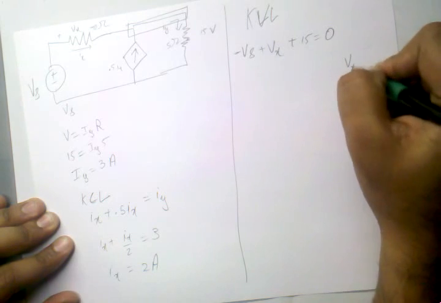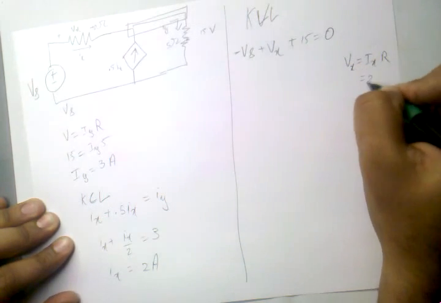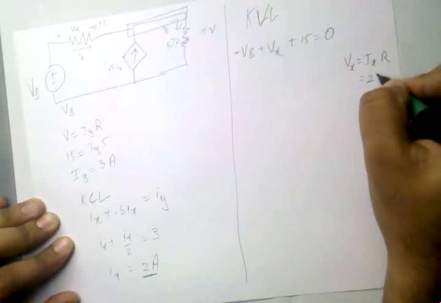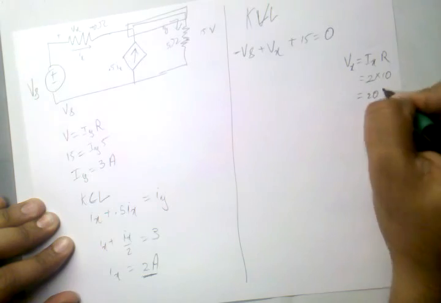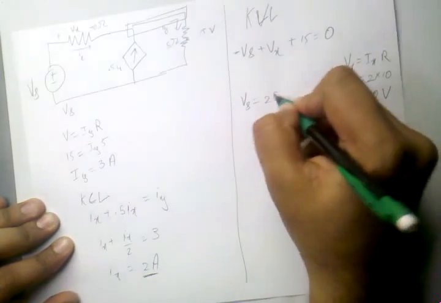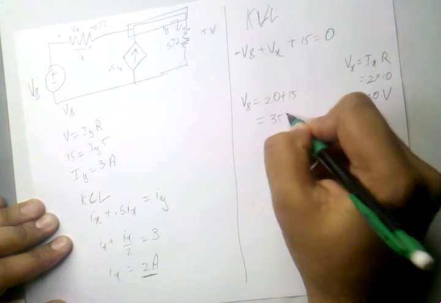We use Ohm's law. Vx is equal to Ix times R to find Vx, which is 2, the value we just found over here, and 10 ohms resistor, which is 20 volts. So Vs is equal to 20 plus 15, which is 35 volts.